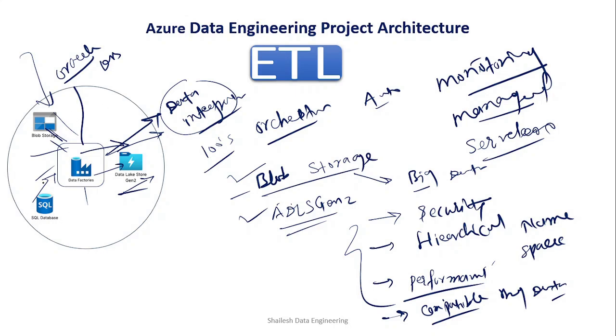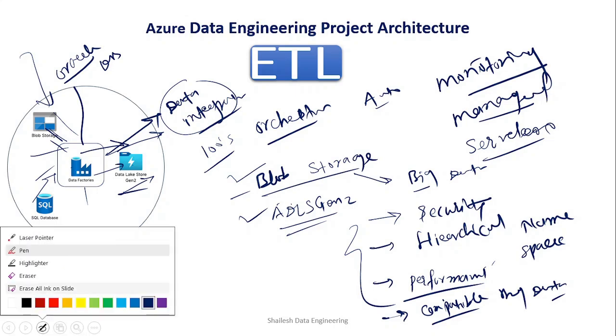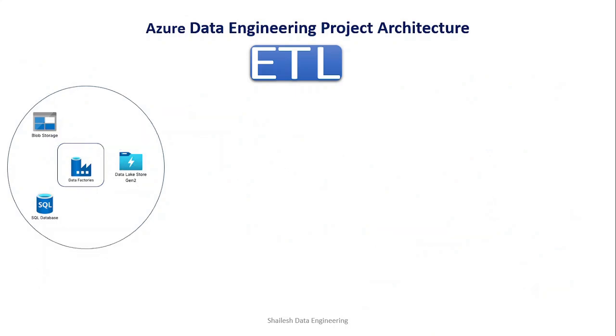You have blob storage, SQL DB, Datafactory, and Datalake Gen 2 now here. So this is basically your extraction layer, and that is how it looks. This is the extraction. Datafactory is bringing the data from all the sources to the Datalake Gen 2 account.